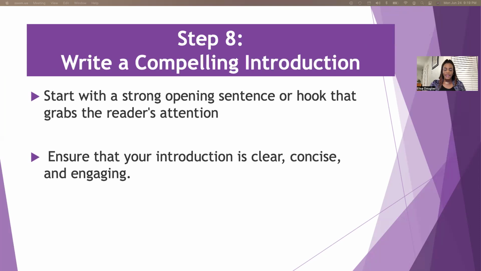Step 8 is for you to write a compelling introduction. You want to engage your readers, right? And you want to ensure that they will be kept engaged throughout their entire paper. So you want to start with a strong opening sentence or hook that grabs the reader's attention. So this could be an interesting fact, it could be a quote, or it could be a thought-provoking question that is related to your research topic. You want to ensure that your introduction is clear, it should be very brief, right? And it should be engaging. Avoid jargon and overly complex language that might confuse your readers. So again, simplicity is key.